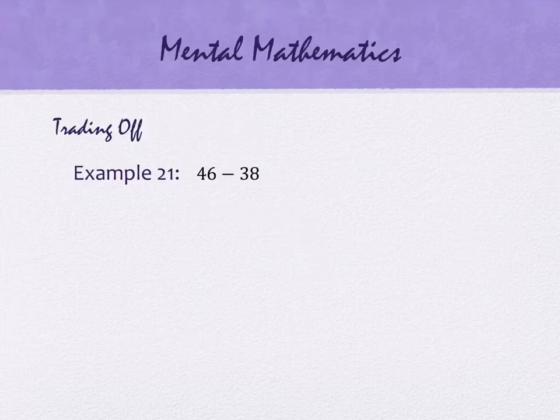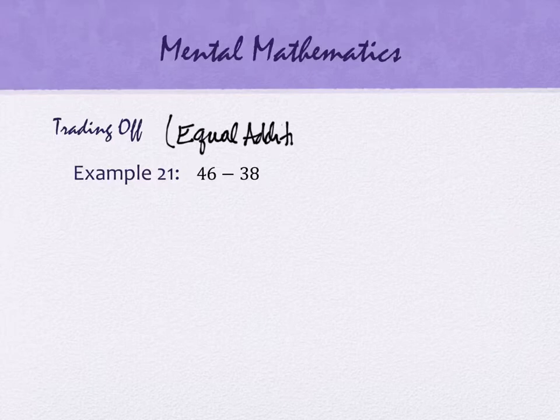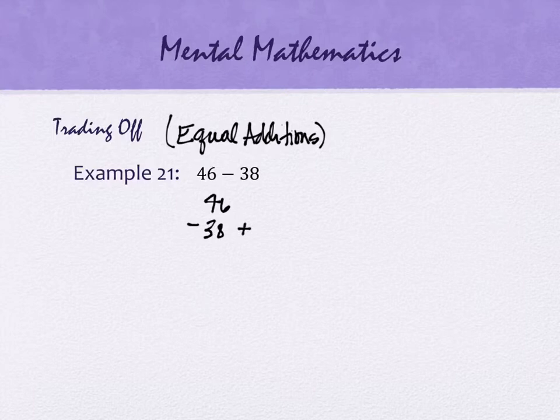Trading off is the same. This trading off with subtraction is exactly the same as equal additions. Okay, so this is also equal additions. When I'm adding two numbers and I'm doing trading off, I have to add to one and subtract from one. When I'm subtracting numbers and I'm doing trading off, I just add or subtract from both of them. So 46 minus 38. Again, the goal is to get things to be a 0, so I would add 2. So this would be 48 minus 40 for a value of 8. It's just equal additions, just another name for the same thing.